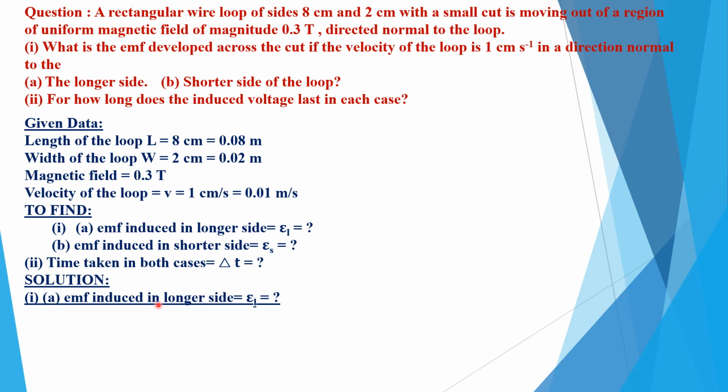Solution: EMF induced in longer side is equal to BLV. Putting all the values, we get EMF in longer side is equal to 2.4 × 10^-4 volt.